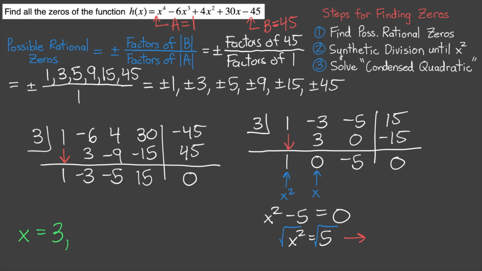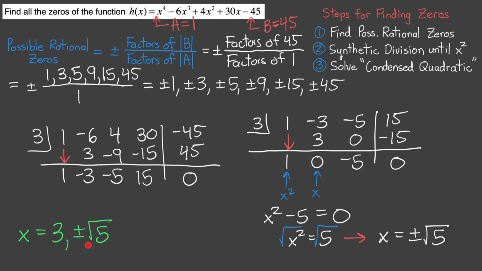So we'll get x equals, and then whenever you take the square root, you have to put plus or minus, and then the square root of 5, which we can't do anything with. That's just the square root of 5. We cannot simplify that. So that gives us our remaining 2 answers. So we go back to our list of zeros, and we just write down our last 2 zeros.